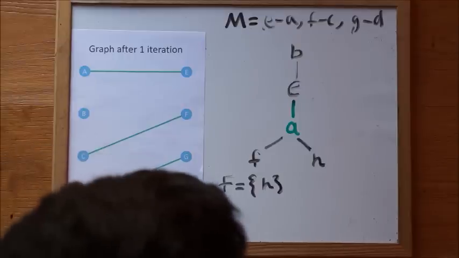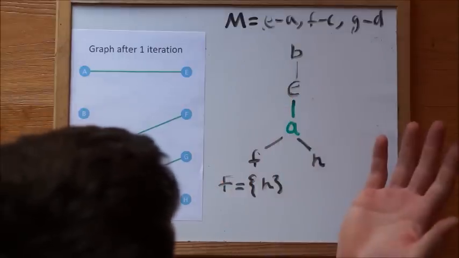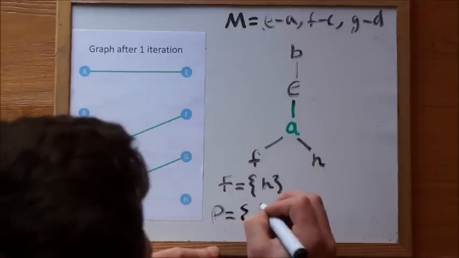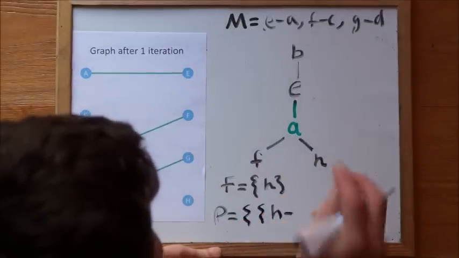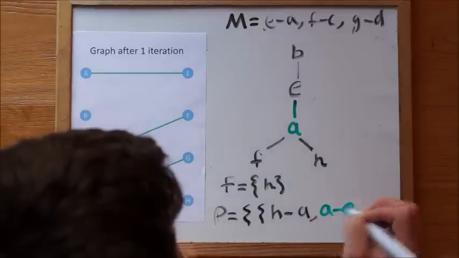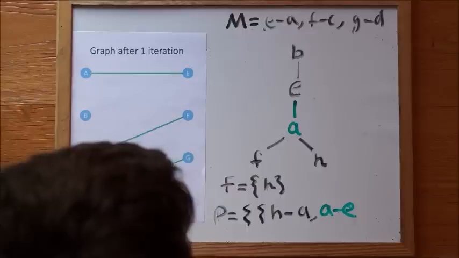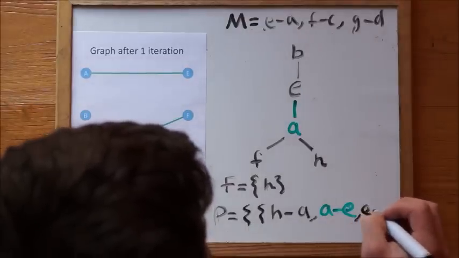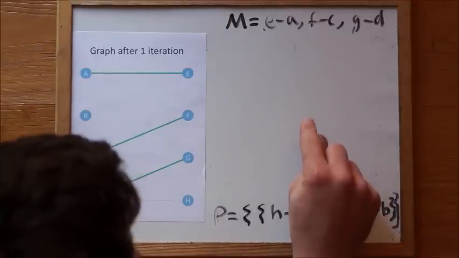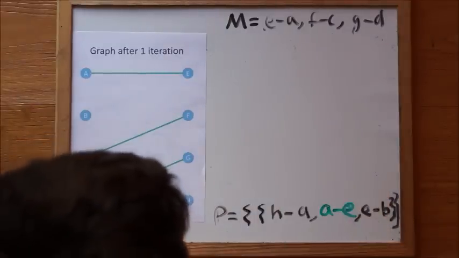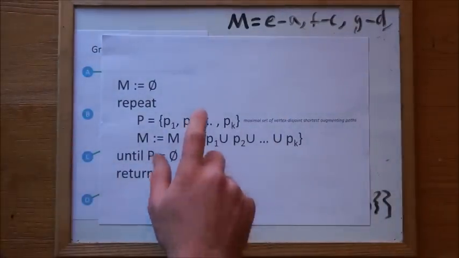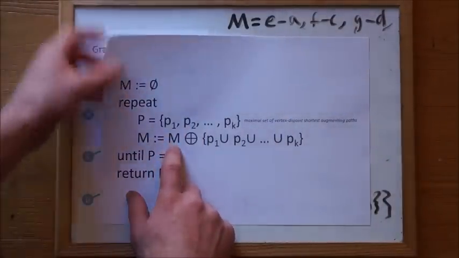We now do our depth first search using the matched and unmatched edges. So our P looks like H to A to E, E to B. Remembering to delete all the nodes and edges as we go. We now have our set and we need to update our M.